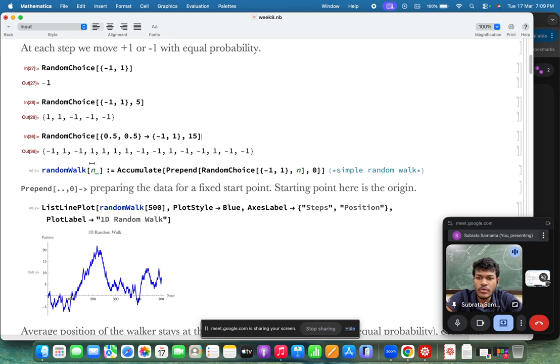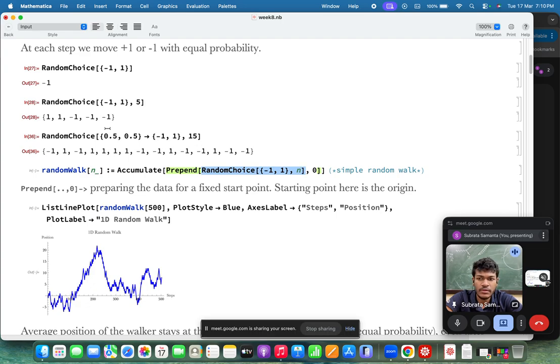So, now how do I define the random walk? Basically, I define a simple random walk. So, I choose minus 1 or 1, n number of times. These are basically the things, right. So, I choose minus 1 and 1 n number of times.